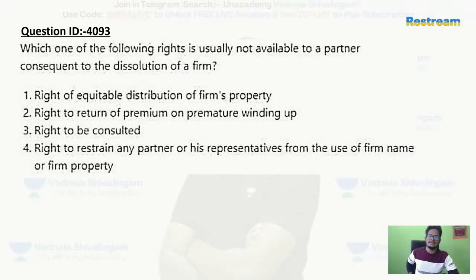Which of the following rights is usually not available to a partner consequent to dissolution of the firm?